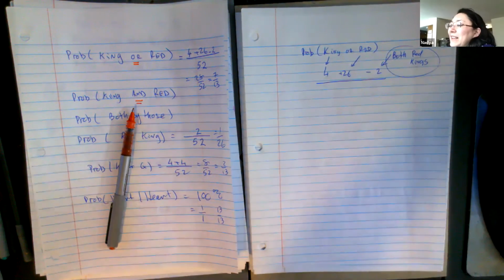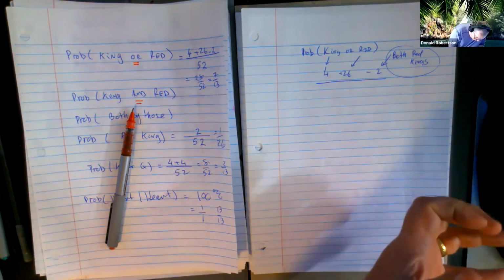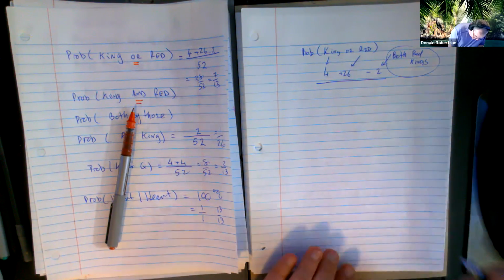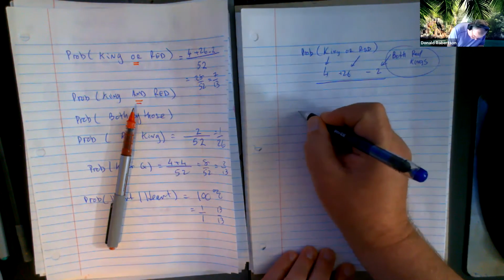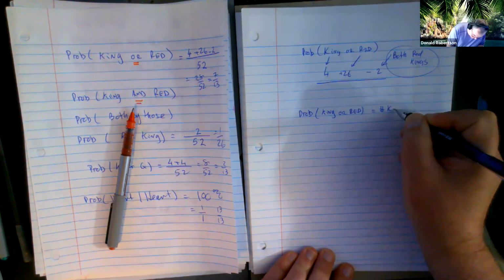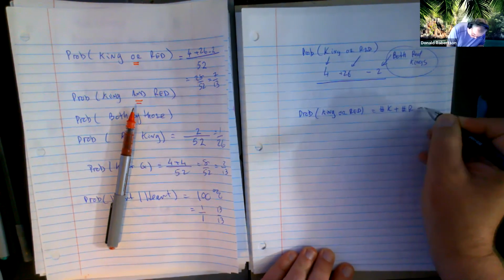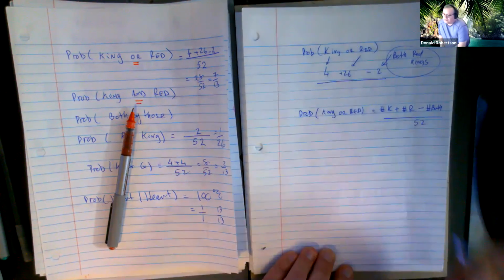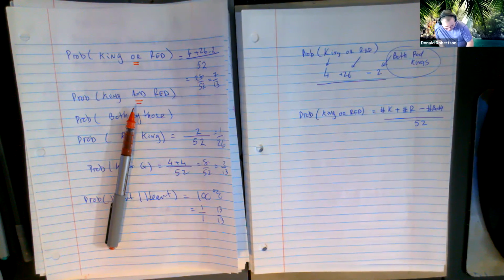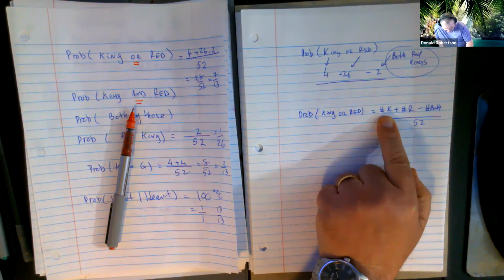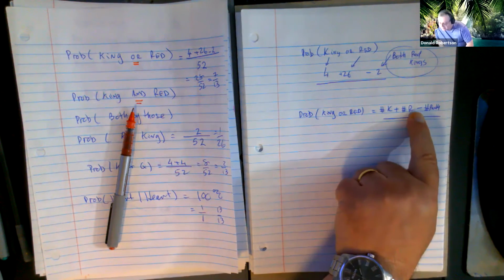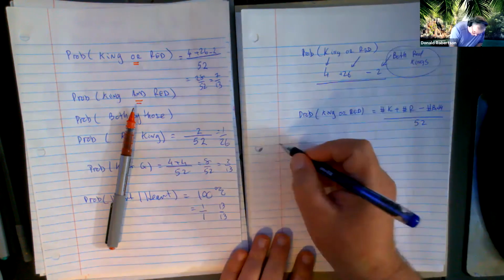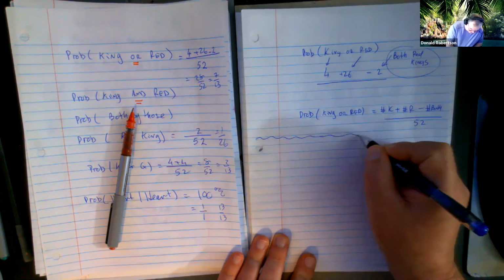Oh, okay. If you wanted to see what that would look like in a formula, it would look something like this. It would be the number of kings plus the number of reds, take away the number that are both, out of 52. So when you do an OR question, it's typically how many in the first group plus how many in the second group, take away whatever number happens to be in both.